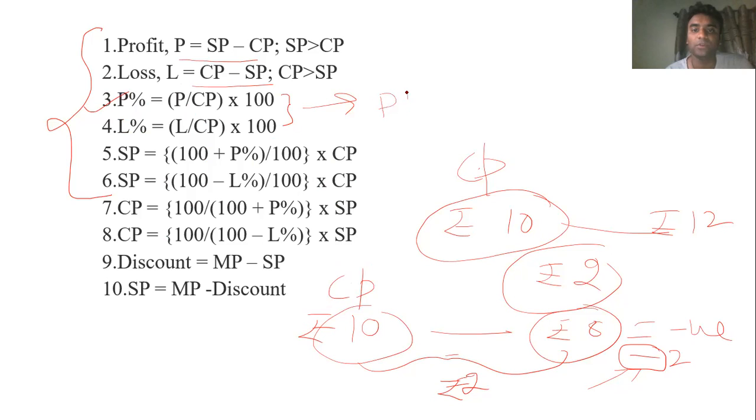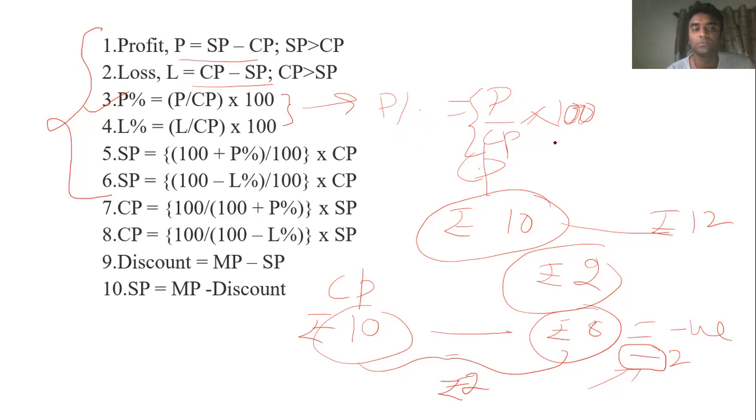Suppose if we need to calculate profit percentage, then we need to have profit with respect to CP, correct? And then to have anything in percentage, what we do, we multiply it by 100, correct? First we calculate at what proportion we are falling, and then we need to multiply it by 100. So this is very simple, right?